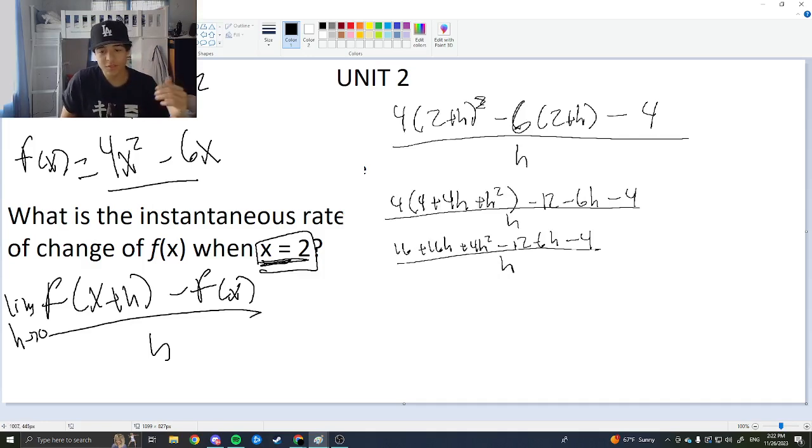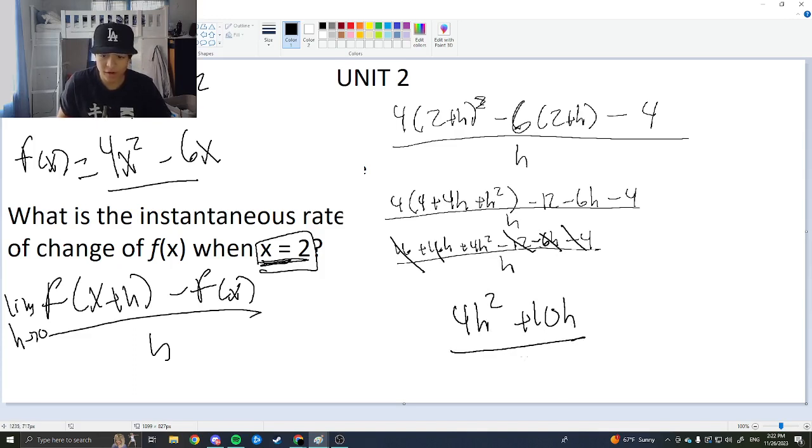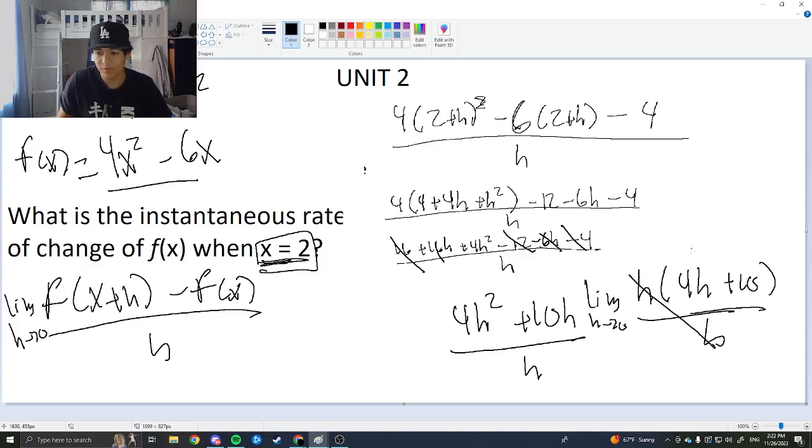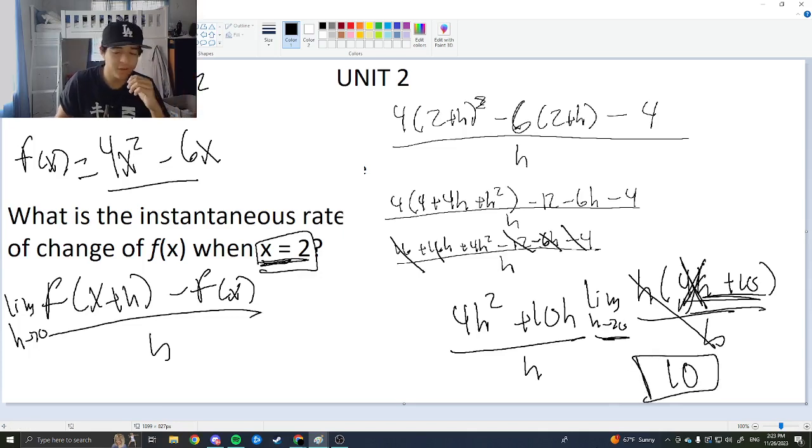After you do this, the 12, the 4, the negative 12, the negative 4, and the 16 are all going to cancel. Okay, and then the 16h and the negative 6h combine, and you get 10h, right? So you have 4h squared plus 10h all over h. You can factor this. You have h times (4h plus 10) over h. These cancel. You add back the limit. When h is approaching 0, you have 4h plus 10. This h is 0, so that's gone, right? Because you plug it in, you have 10. Boom. Yeah, that's it. Hopefully y'all got that.